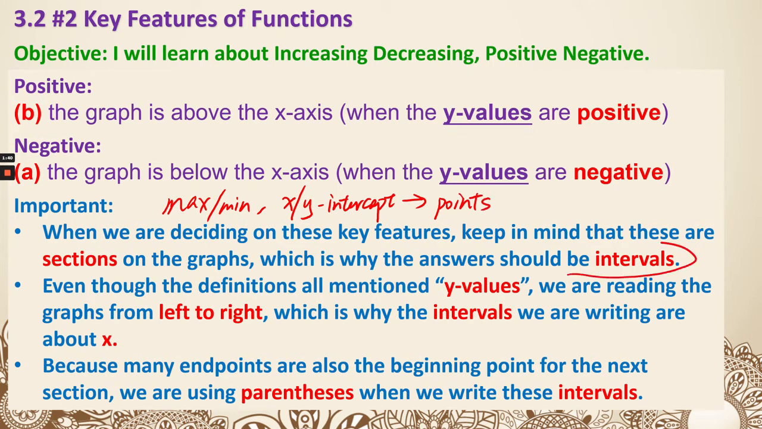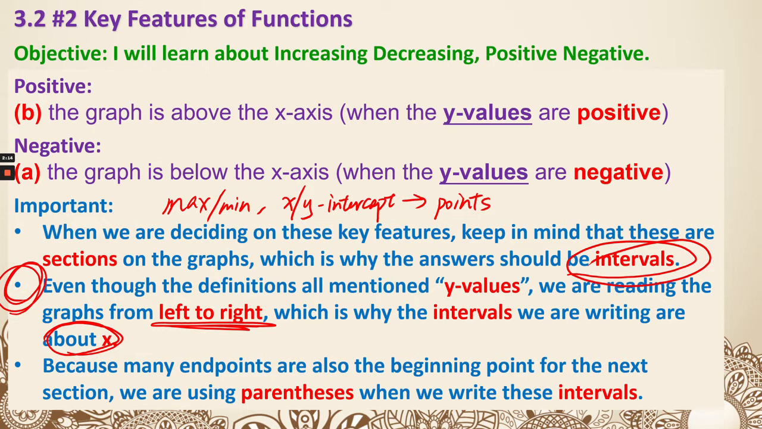However, in today's lesson, we're emphasizing all of these things we just defined, and they are going to be intervals. Even though the definitions all mention the word y values, we are reading the graph from left to right. That is the most important thing, which means you shouldn't see any y numbers in any of these intervals. Sometimes it's super tempting because you just see the number next to the line from the y-axis, but it's not. All the intervals we're going to write are going to be about our x.